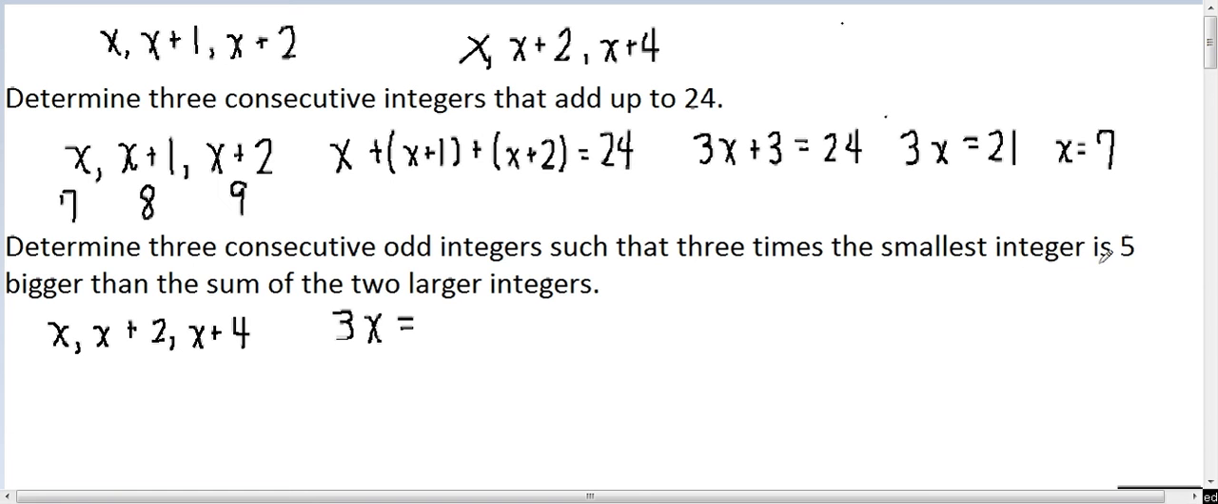Next, we have is 5 bigger than. So is translates to the equal sign, and 5 bigger than means we're adding 5 to something. So let me write plus 5 at the end of the right hand side. Then we have the sum of the 2 larger integers. The 2 larger integers are x plus 2 and x plus 4. And the sum of those two numbers are represented by x plus 2 plus x plus 4.